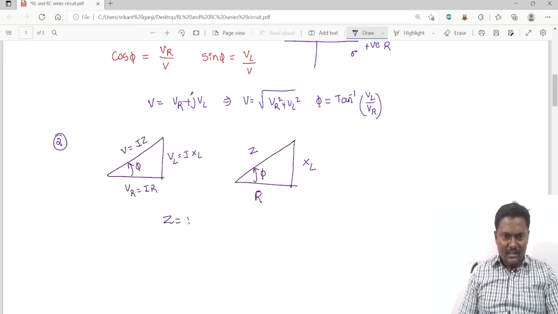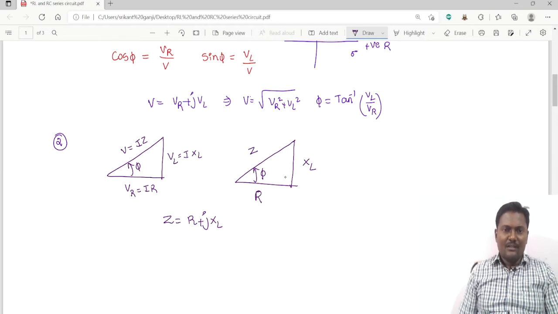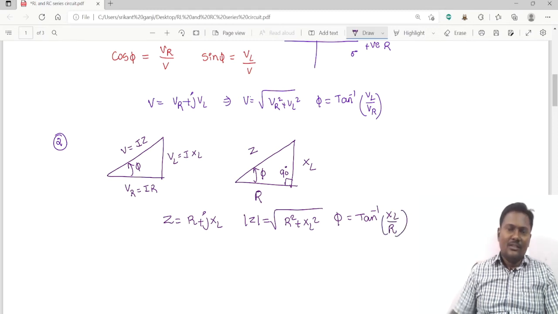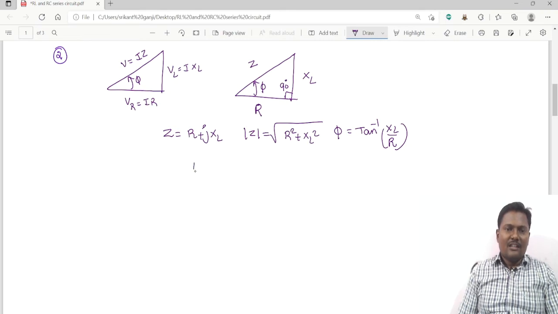Now we can write Z equal to R plus j X_L. Plus j means 90 degrees leading, and this vertical line is on the positive imaginary axis. The magnitude of the impedance is the square root of R squared plus X_L squared, and the phase angle is tan inverse of X_L divided by R. So we can write it as magnitude of Z at an angle of plus phi.